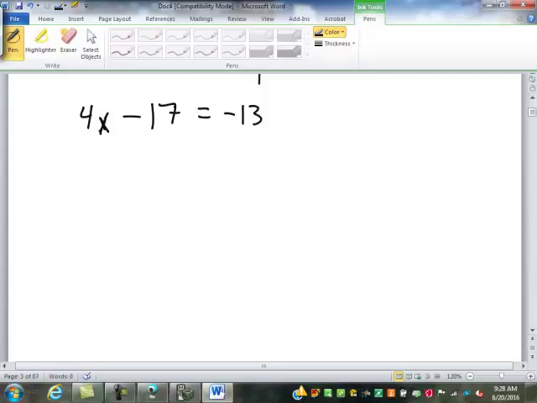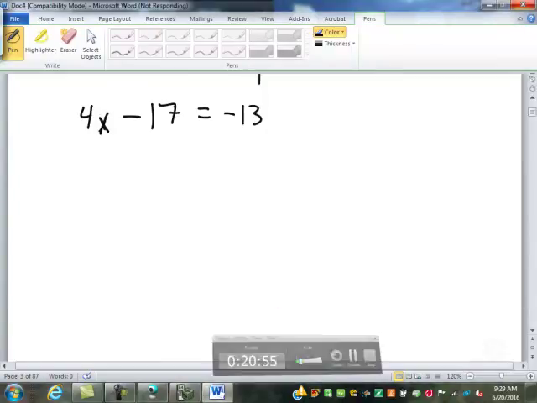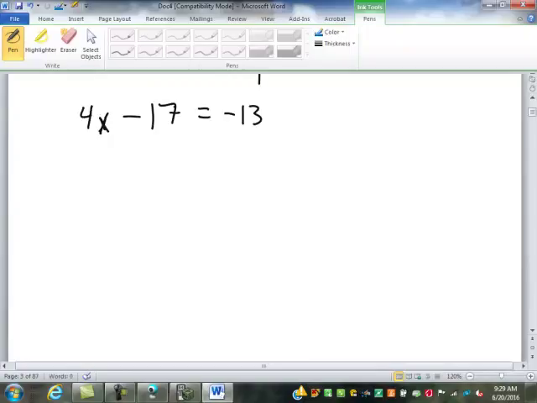Try this one in your notes, see what you get. So our first step is to get rid of the 17. It's subtracted, so we're going to add it. Why do we get rid of the 17?